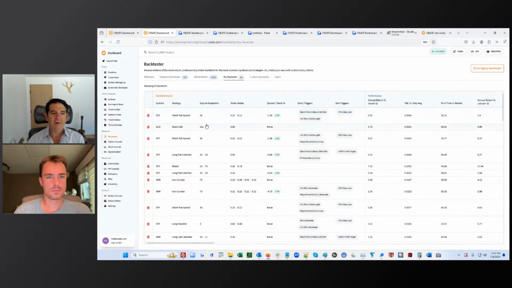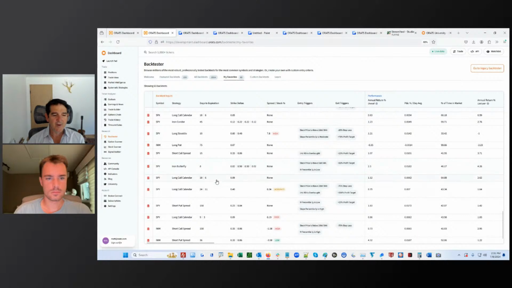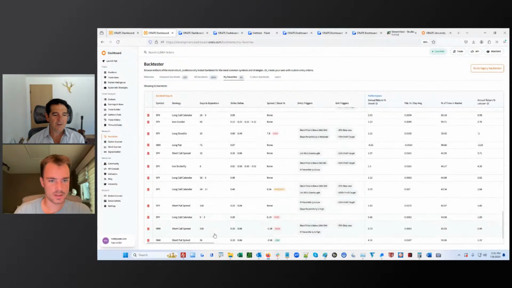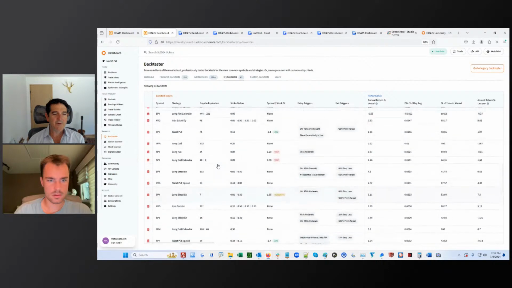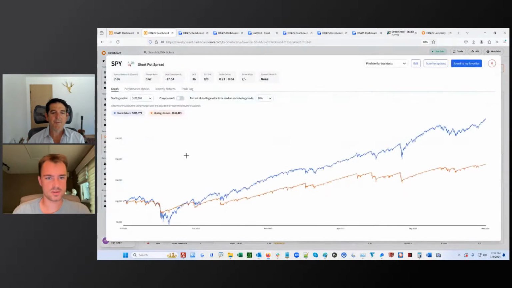So again, if we go to my favorites, the short, where does it go? Sometimes these are a little bit tough to find. I think it's at the very bottom there. No, that's IWM. So what was a short put spread? Of course, I have a lot. Oh, there it is. Yeah. This one? Yeah. No entry triggers, no exit triggers. Right. Yeah, there it is.